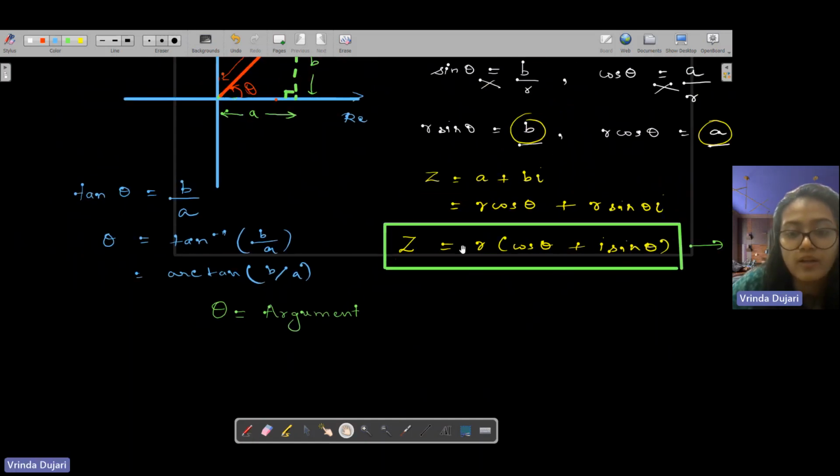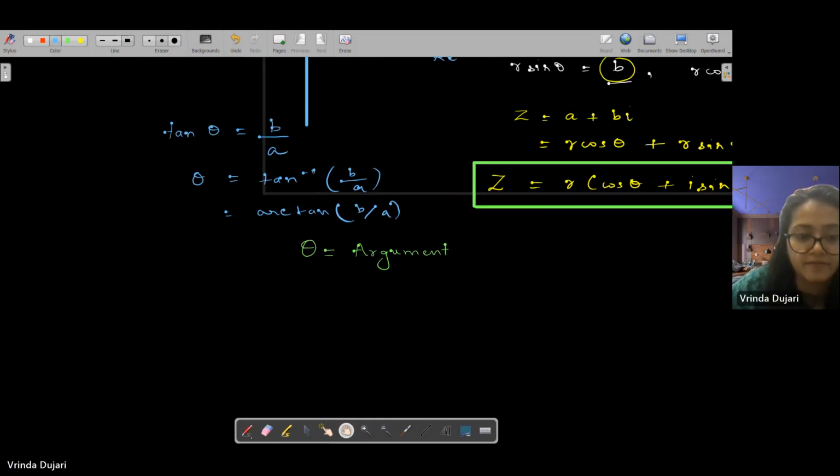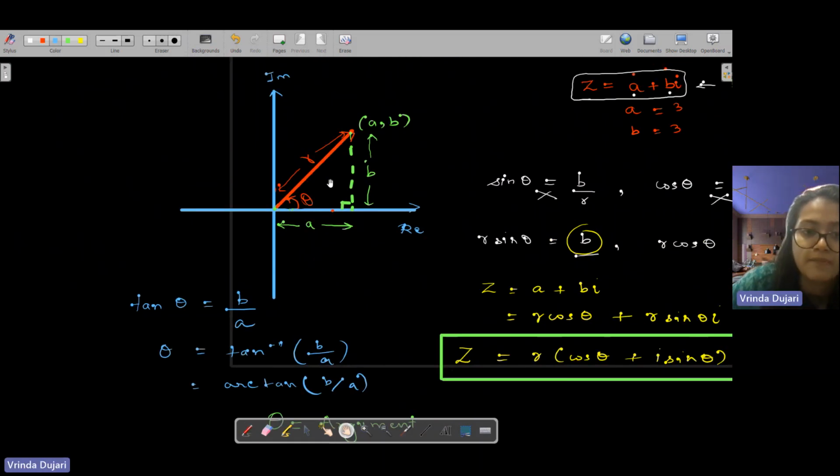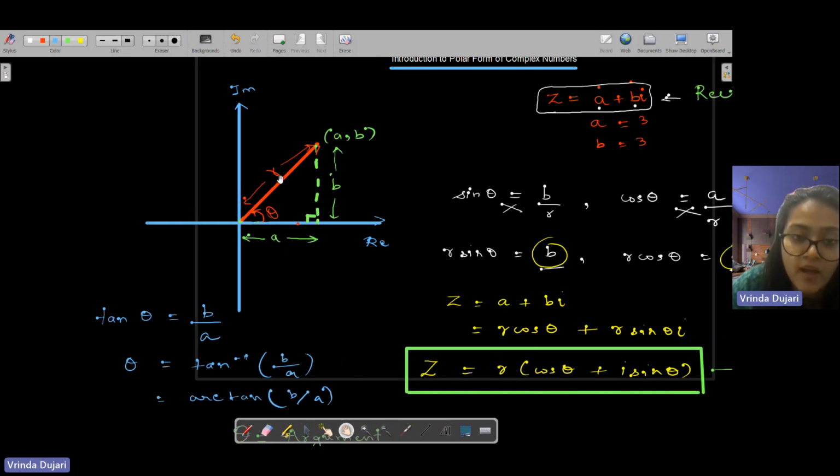And how will you find out the value of r? What is r? Look at this diagram. r is nothing but the modulus of this complex number. And we have already done in the previous video, what is the modulus? Yes, it's the distance of this complex number from the origin. And if you apply the Pythagorean theorem in this triangle, so value of r is nothing but square root of a squared plus b squared.